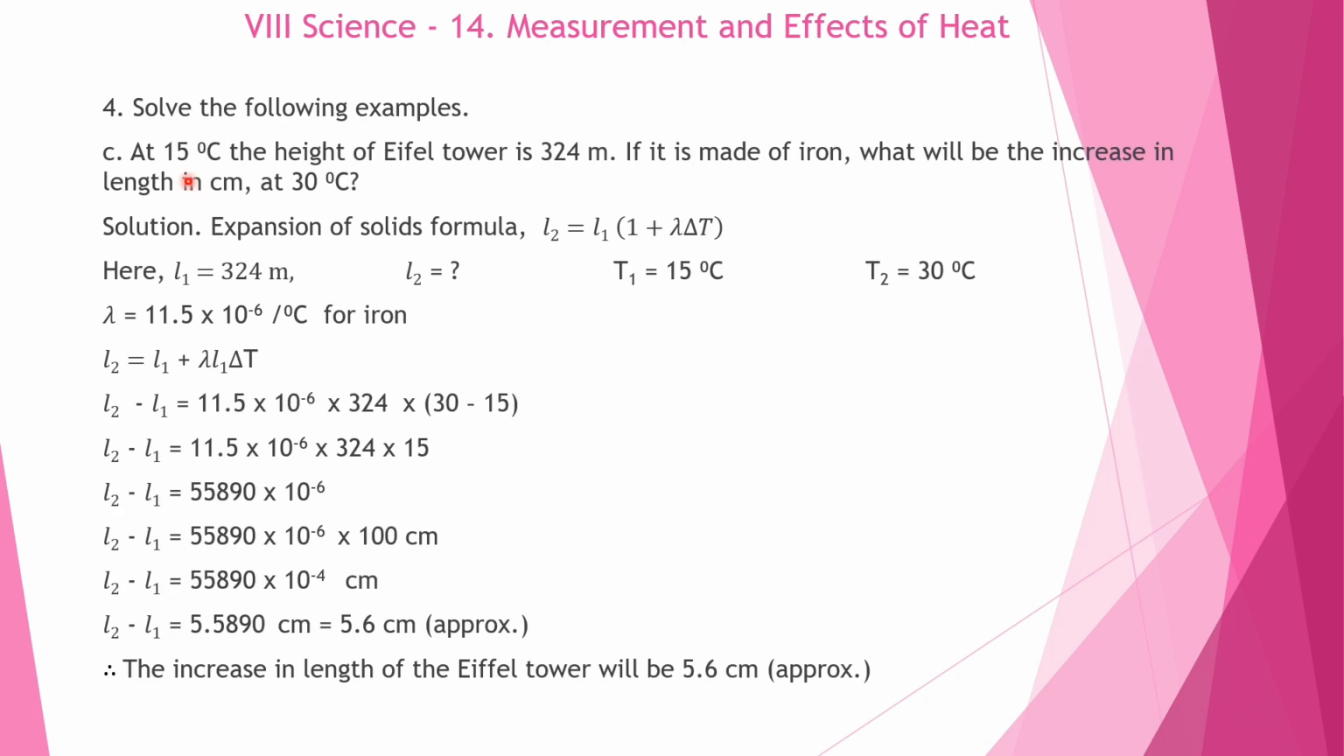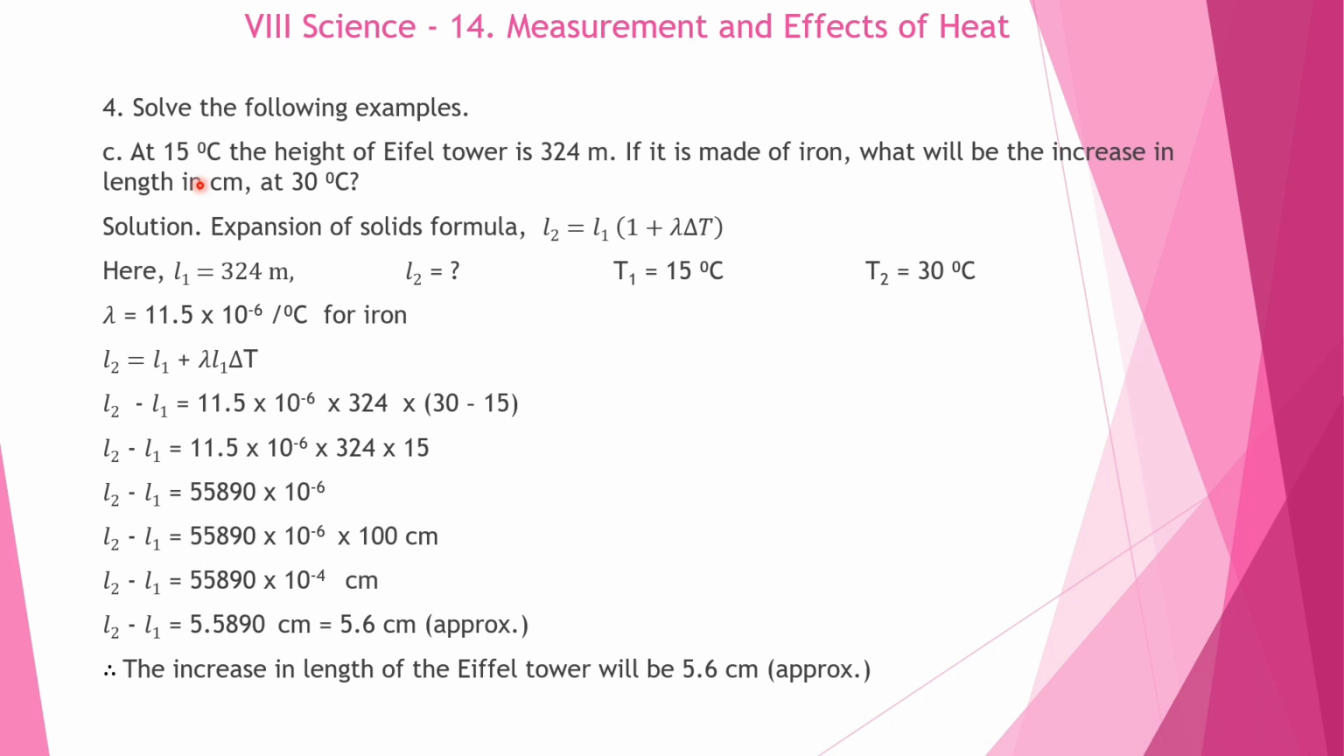Next question. At 15 degrees Celsius, the height of Eiffel Tower is 324 meter. If it is made of iron, what will be the increase in length in centimeter at 30 degrees Celsius? We want the answer in centimeter, children. So children, again we are going to use the same formula. Expansion of solid formula, L2 is equal to L1 bracket 1 plus lambda delta T.